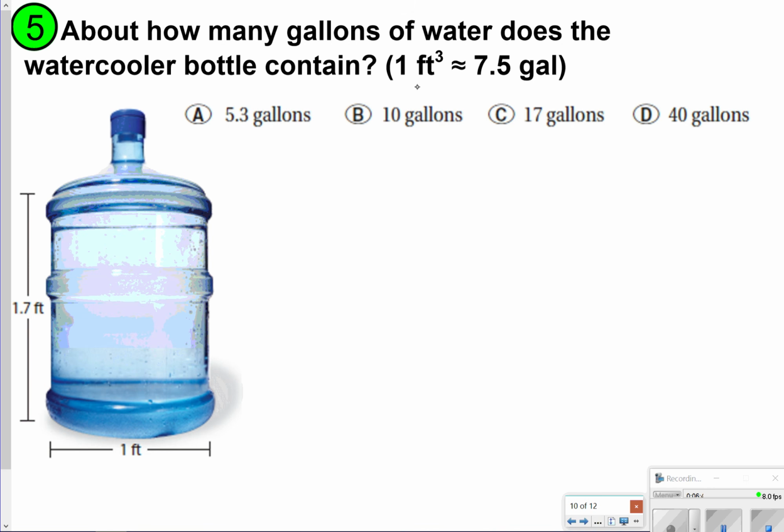Okay. Last one, in number 5, you're finding the volume of the water cooler, except this time you are converting it, once you get your volume, to how many gallons it is. Okay, and you have an A, B, C, D option. So let's go ahead and pause the video here, try it, and once you're done, click play.